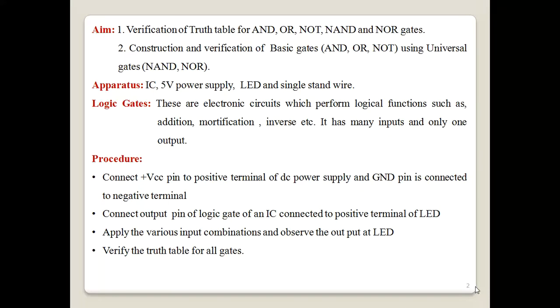The procedure of the experiment is: connect the IC into the breadboard and connect positive terminal of the power supply to the 14th pin of the IC and 7th pin to the negative terminal of the power supply. Connect the output pins of the logic gates of an IC to the positive terminal of the LED, and negative terminal of the LED is connected to grounding. Apply the various input combinations and observe the output at the LED and also verify the truth table for all the gates.